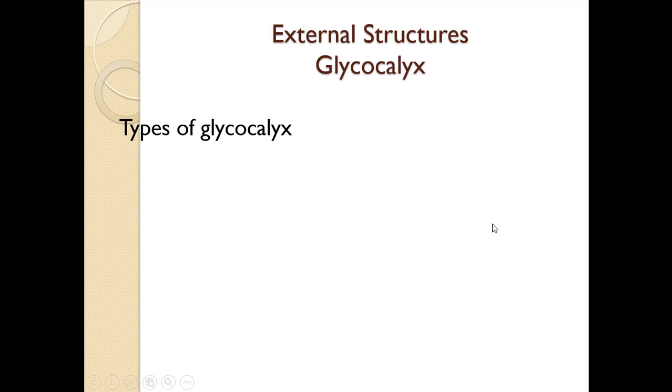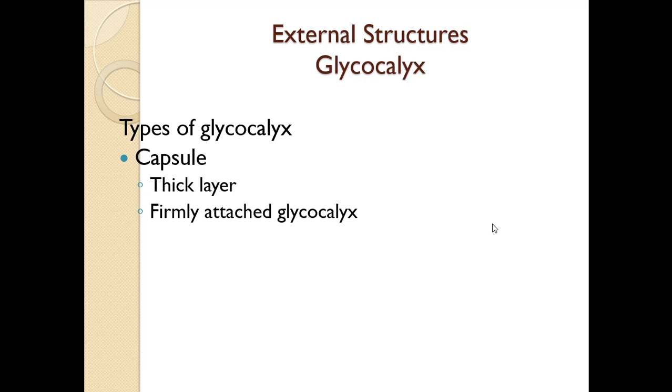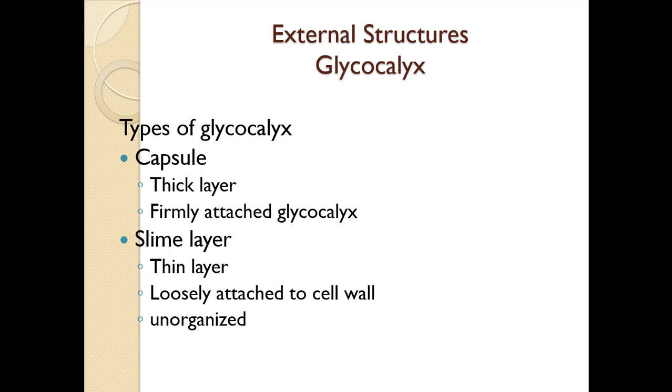Different types of glycocalyx. We have a capsule glycocalyx, a very thick layer firmly attached to the cell wall, and these are two types, the capsule and the slime layer. Slime layer is thinner, loosely attached to the cell wall. And I believe we'll talk about biofilms in just a second here. They prevent things like phagocytosis and dehydration of the bacteria cell. So this is how they help themselves sort of evade our immune system, by secreting these glycocalyxes.